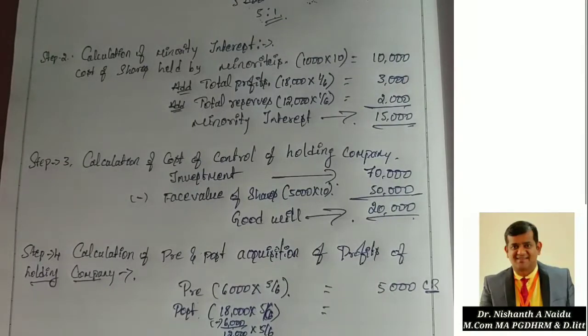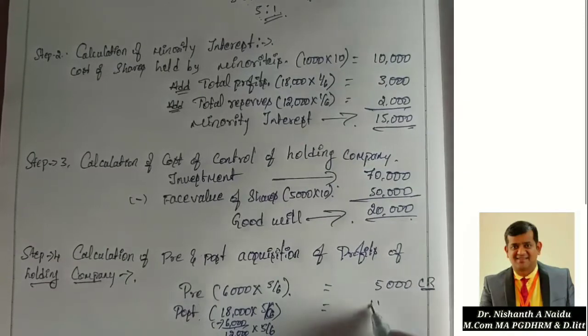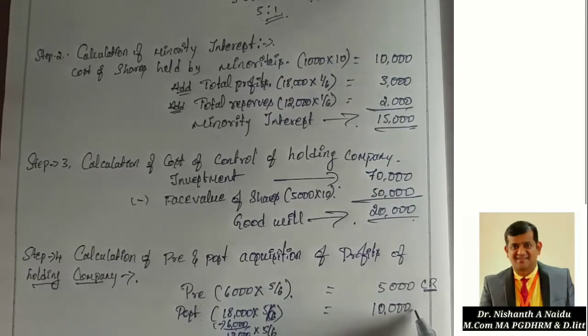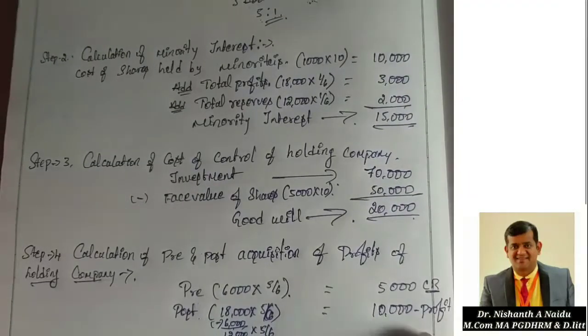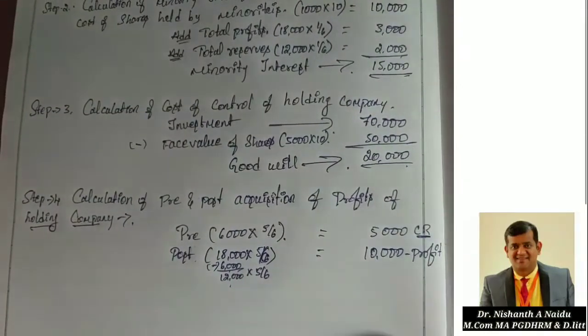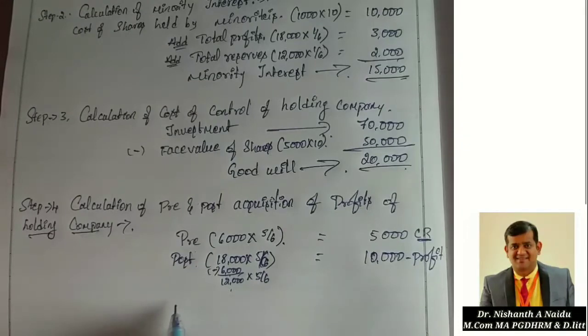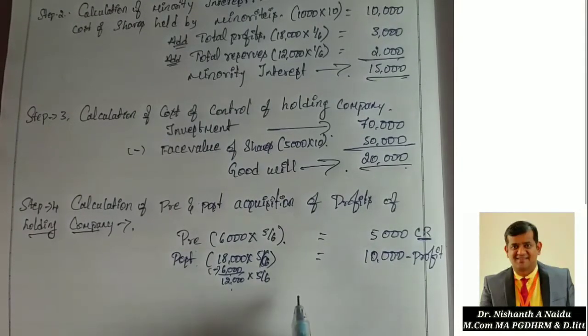12,000 into 5 by 6. Do it. 12,000 into 5 divided by 6. So that comes to 10,000 rupees. This 10,000 needs to be transferred to profit while preparing the consolidated balance sheet. So now we are done with the profit part.